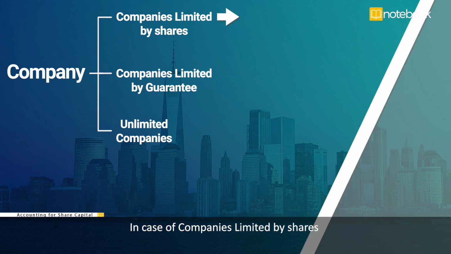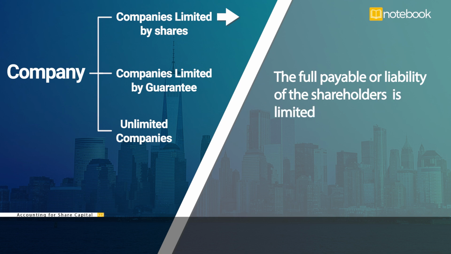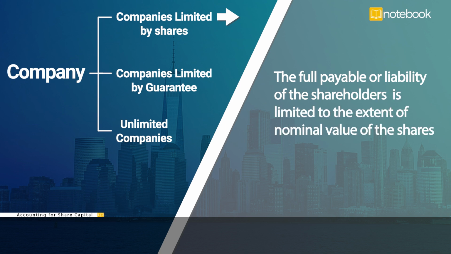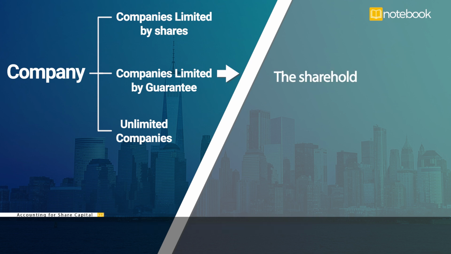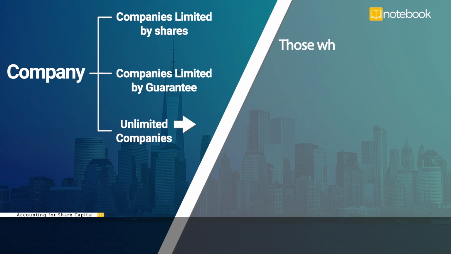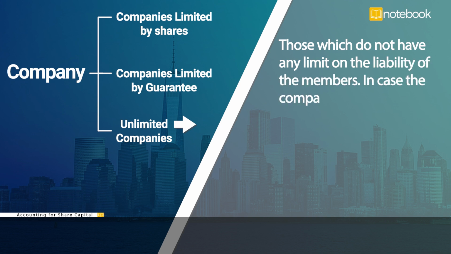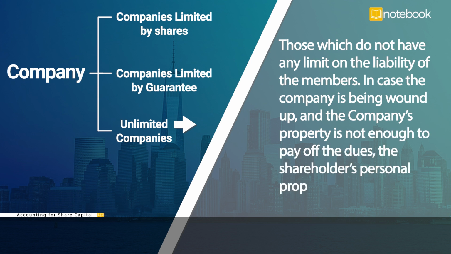In case of companies limited by shares, the full payable or liability of the shareholders is limited to the extent of nominal value of the shares held. For companies limited by guarantee, the shareholders guarantee an amount to be paid in the event of the company being wound up. Unlimited companies are those which do not have any limit on the liability of the members. In case the company is being wound up and the company's property is not enough to pay off the dues, the shareholders' personal property can be used for payoffs.